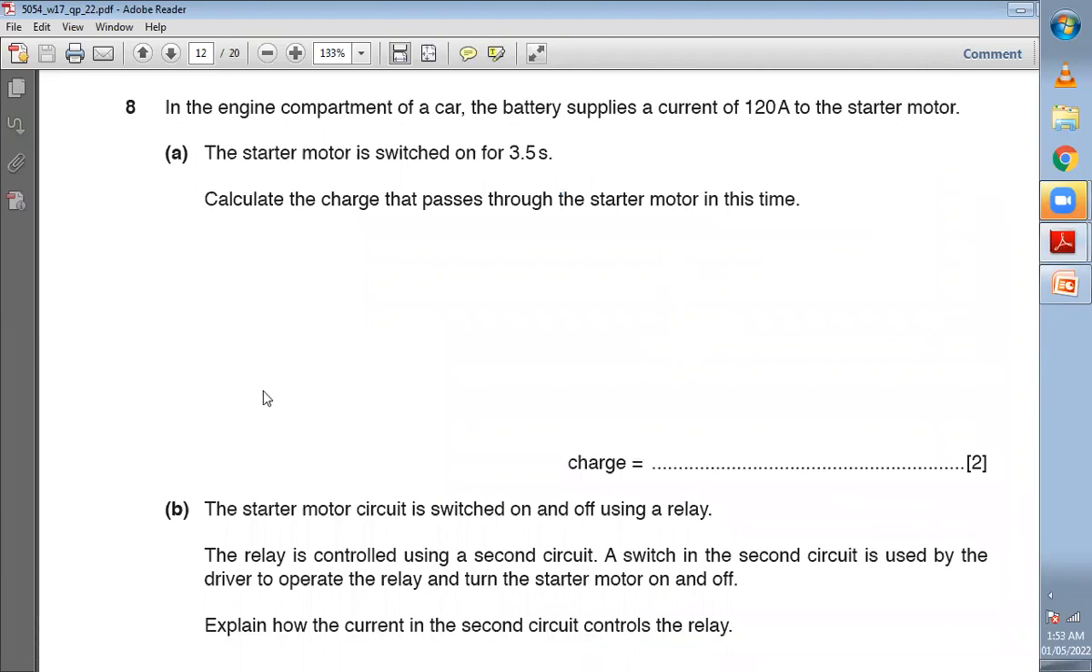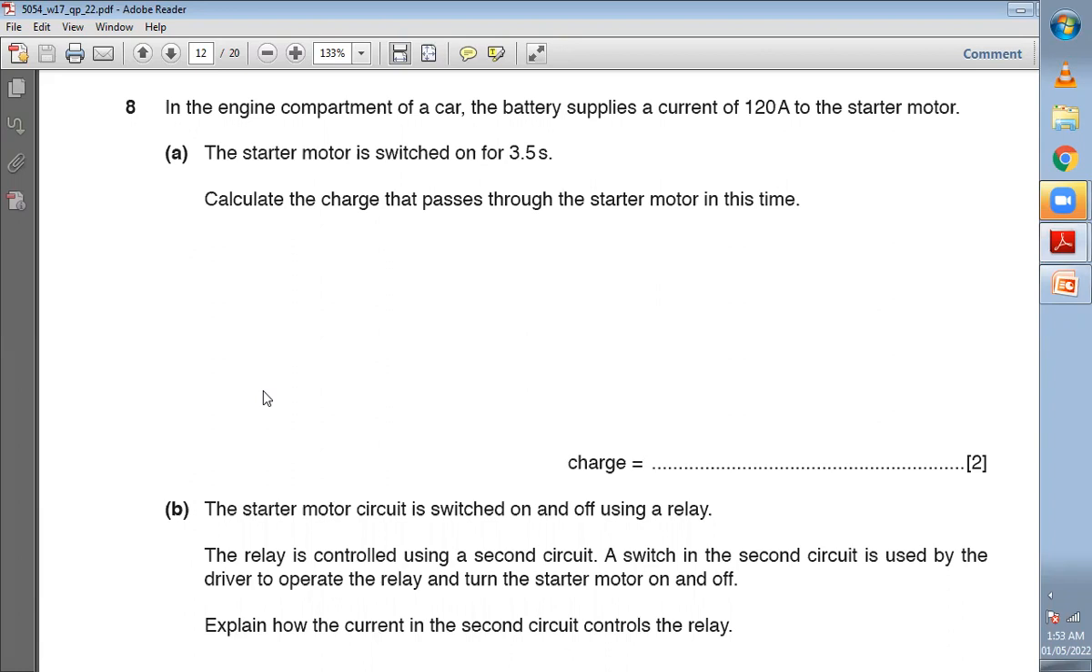In the engine compartment of a car, the battery supplies a current of 120 ampere to the starter motor. The starter motor is switched on for 3.5 seconds. Calculate the charge that passes through the starter motor in this time. So the current is given, which is 120 ampere. The time is given, that's 3.5 seconds. I want to calculate the charge.